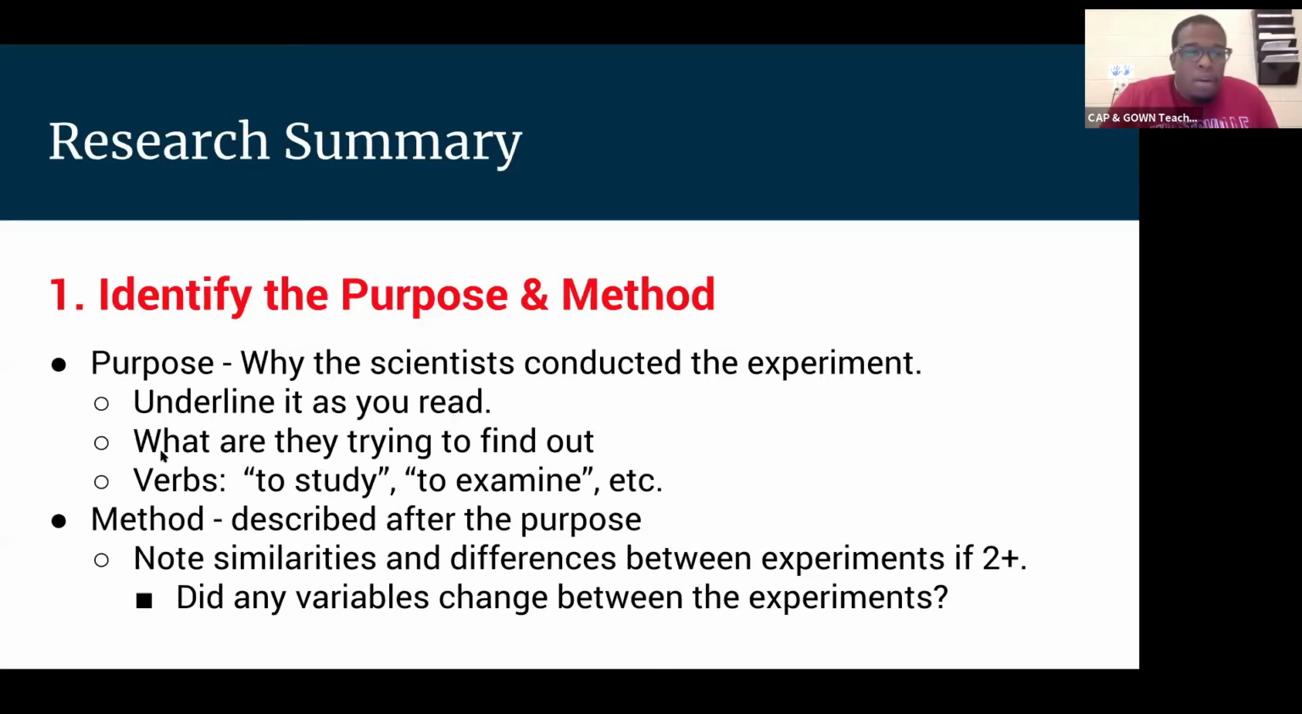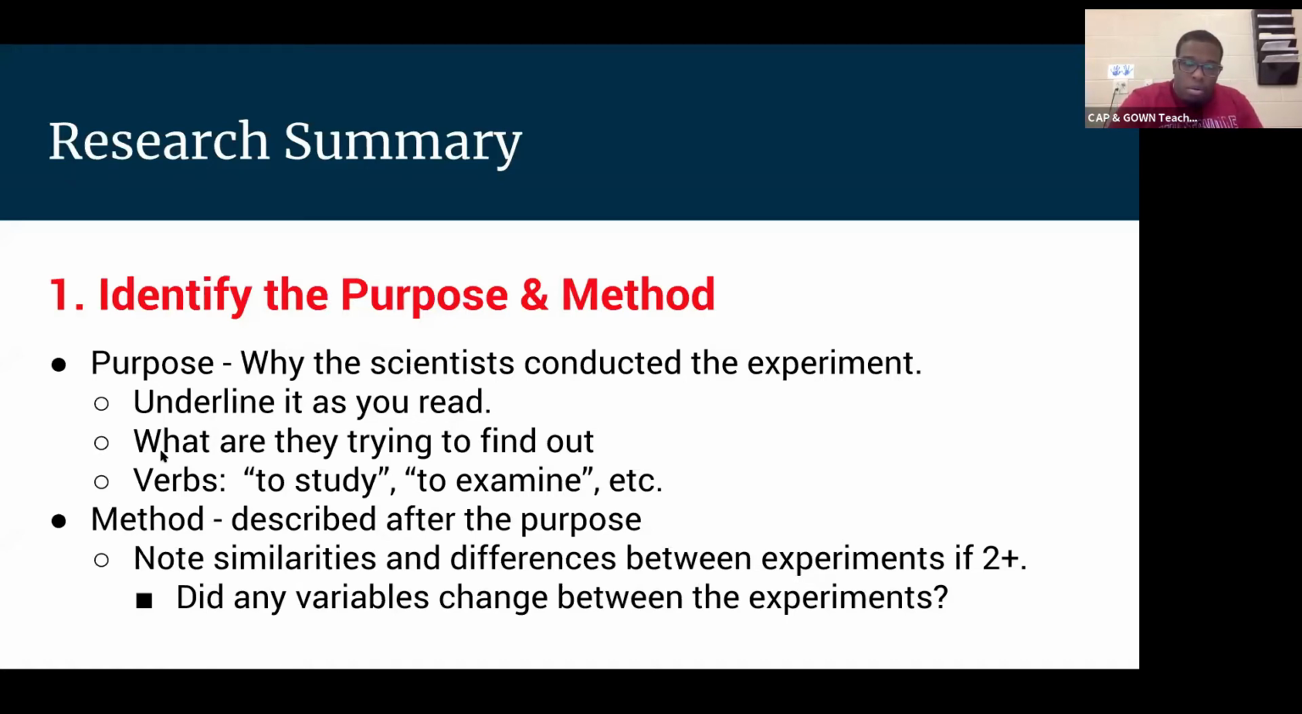The method is the description that comes after the purpose. And so basically you'll have a few lines or maybe a few points in that section that are about how the scientists came about their answers, how they reached their results and findings. You want to make sure that you notice any similarities and differences in the experiments if they give you one or more.